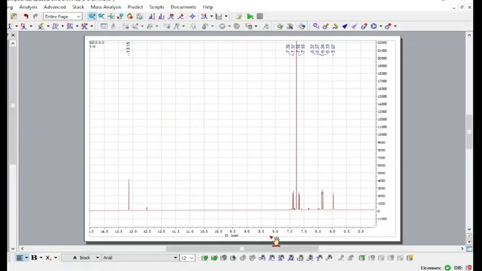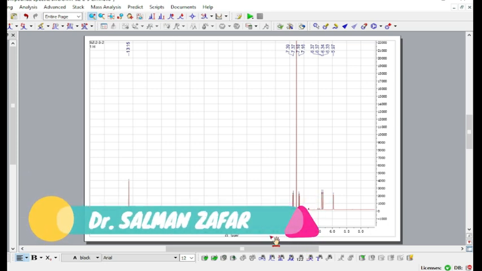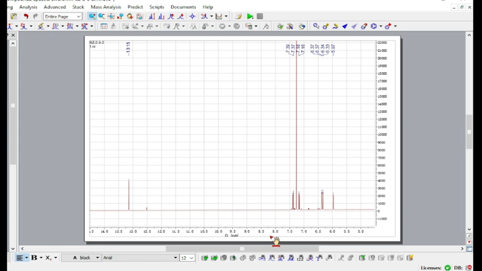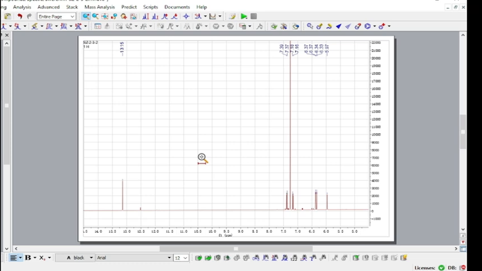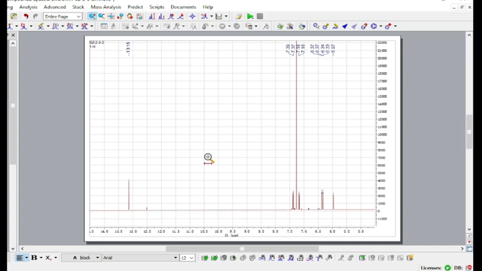Well, the question has been asked by Asma, and she wants to know how we can integrate the NMR peaks, the proton NMR peaks on the Mestrenova software. Or literally, the question is, what is the thumb rule for integration? So let me tell you, there is no thumb rule for integration. Integration means the number of protons in one signal.